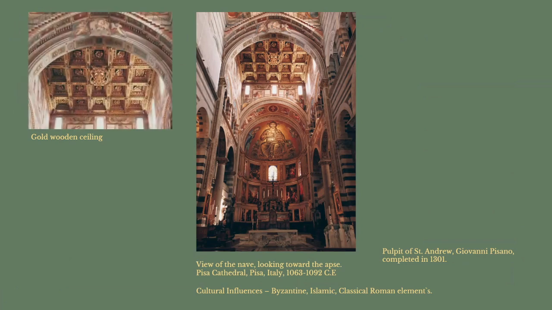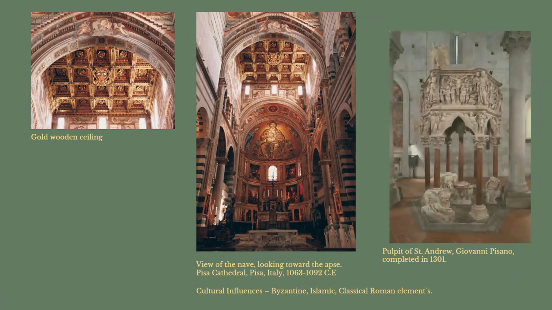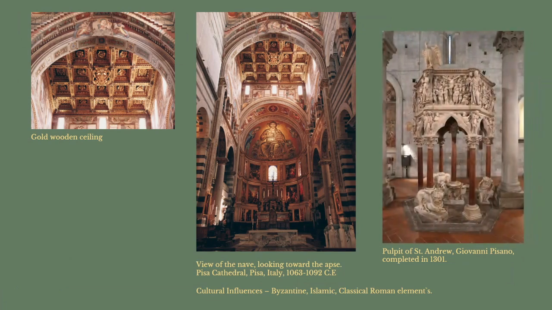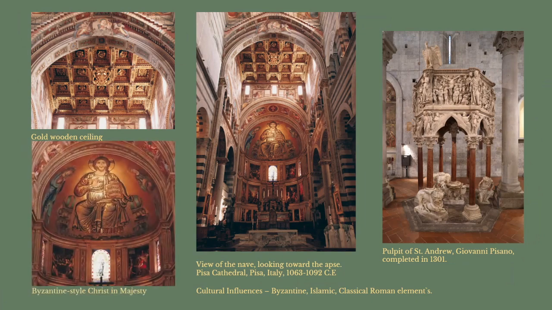We also find Corinthian columns and the famous Pisano pulpit, an early masterpiece of Renaissance sculpture. The interior reflects cultural influence from Byzantine mosaics, Islamic decorative motifs, and classical Roman engineering.